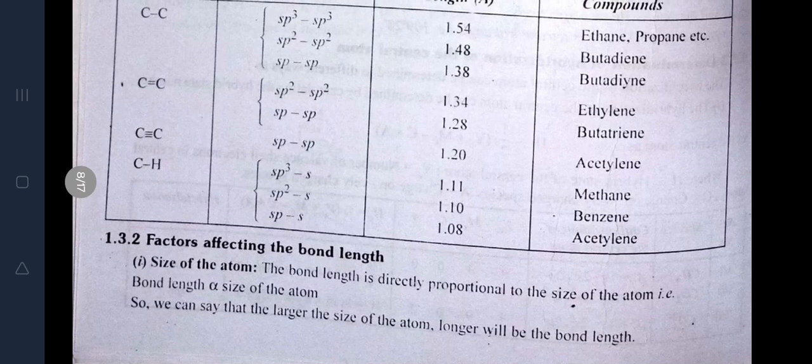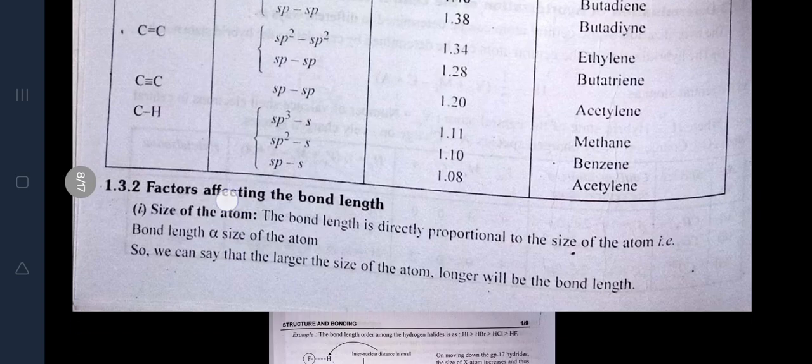Factors affecting the bond length. Size of the atom: bond length is directly proportional to the size of the atom. So we can see that the larger the size of the atom, the longer the bond length will be.